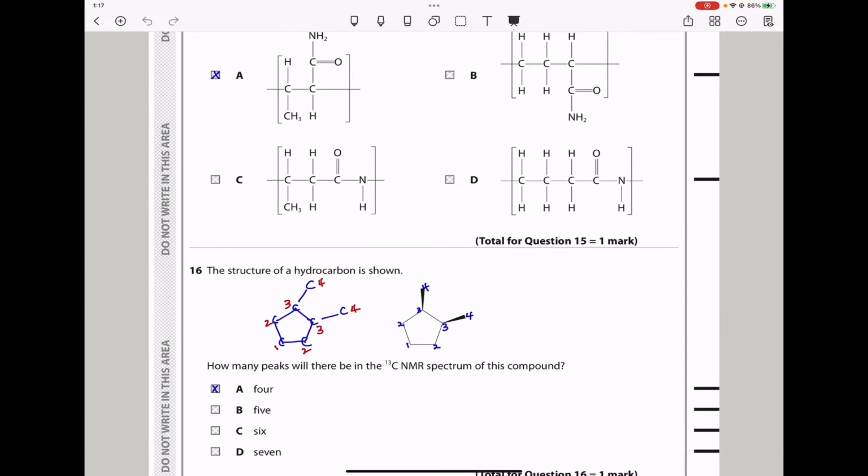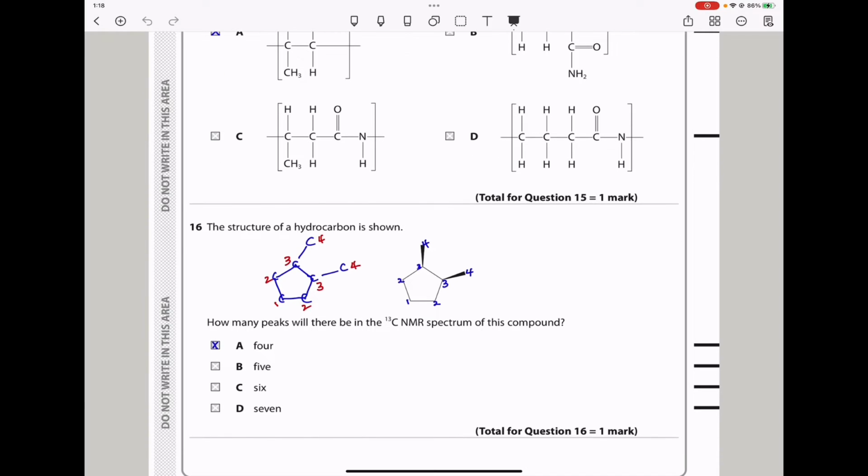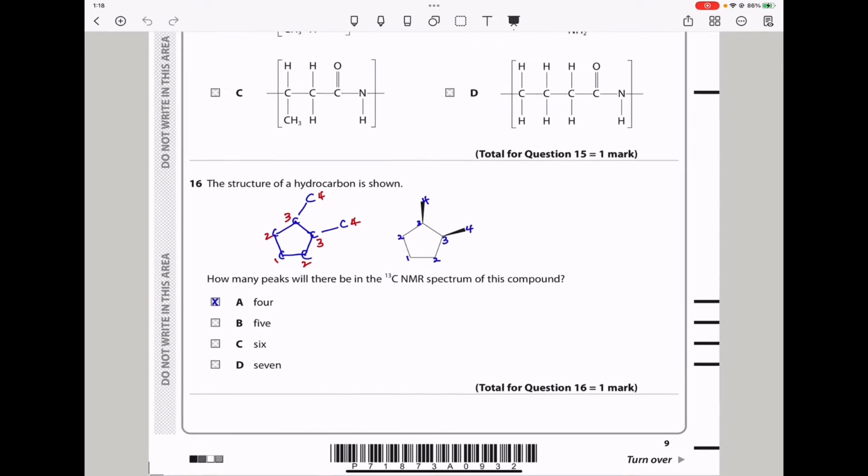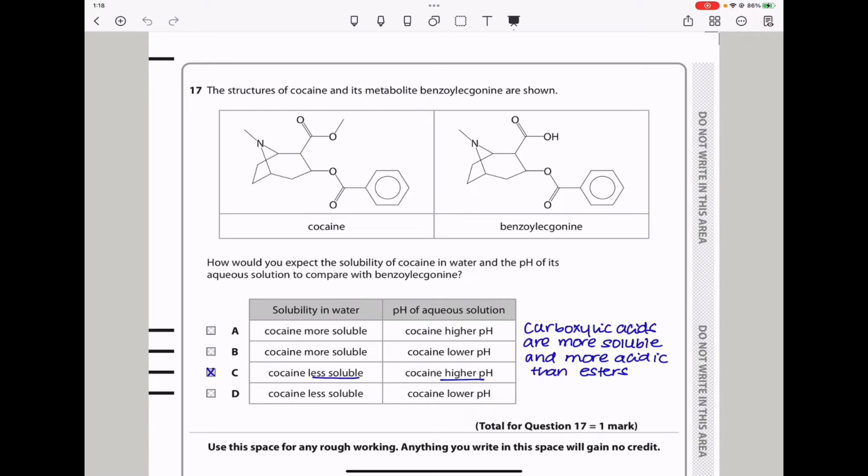Question 16, the structure of a hydrocarbon is shown, which is that. They say how many peaks will there be in a carbon-13 NMR spectrum of this compound? The peaks are going to be 1, 2, these are identical, then those are identical 3, and those are identical 4. So there are going to be 4 peaks. Moving on.